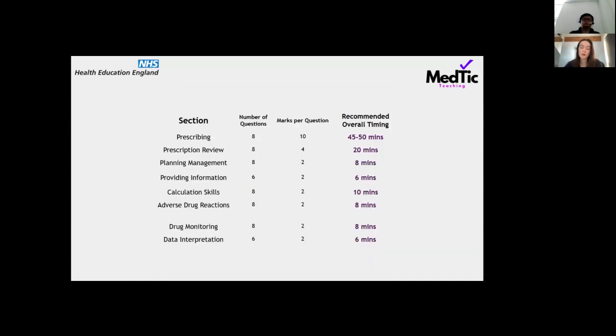So this is just a run through of all of the different sections of the PSA. I think we've covered all of the other ones in our last few sessions, which will be on our website, and the last two that we're covering are calculations and data interpretation today.